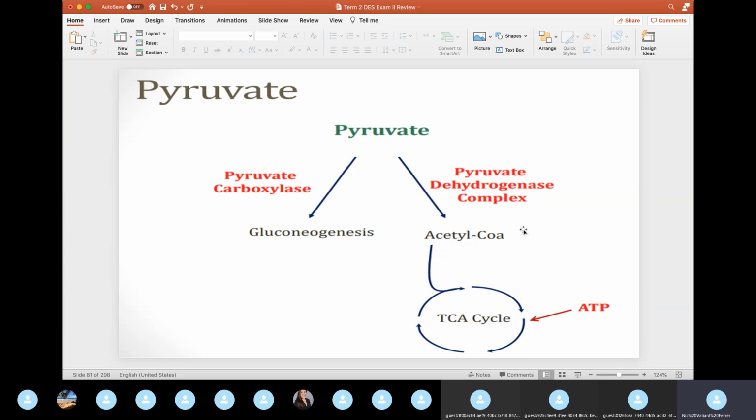Now, the pyruvate dehydrogenase complex converts pyruvate to acetyl-CoA. You can also make pyruvate go back to glucose via gluconeogenesis. What's the enzyme? Pyruvate carboxylase. Now, from pyruvate to acetyl-CoA, I need the pyruvate dehydrogenase complex.